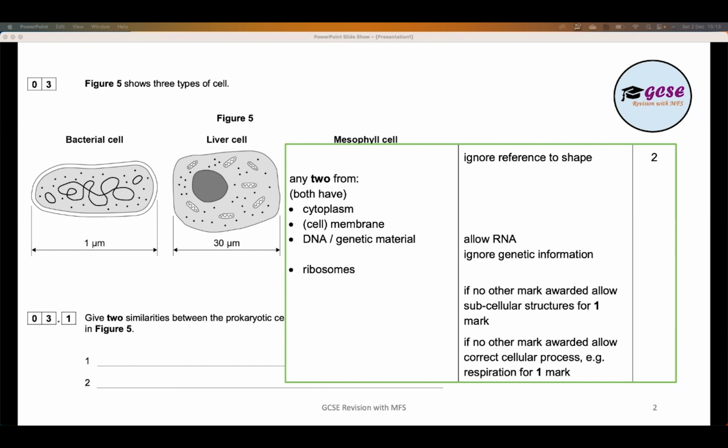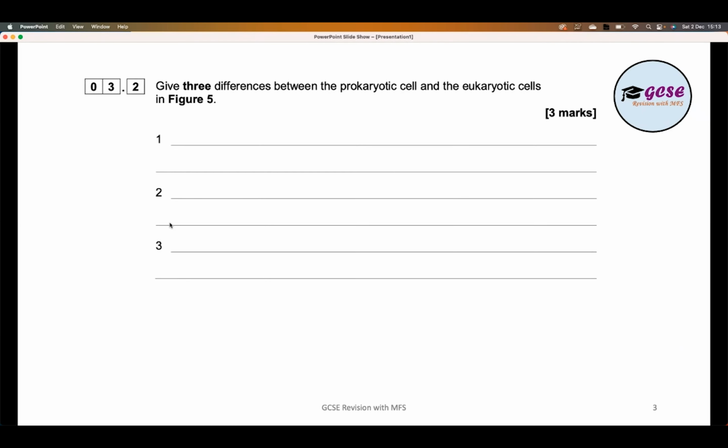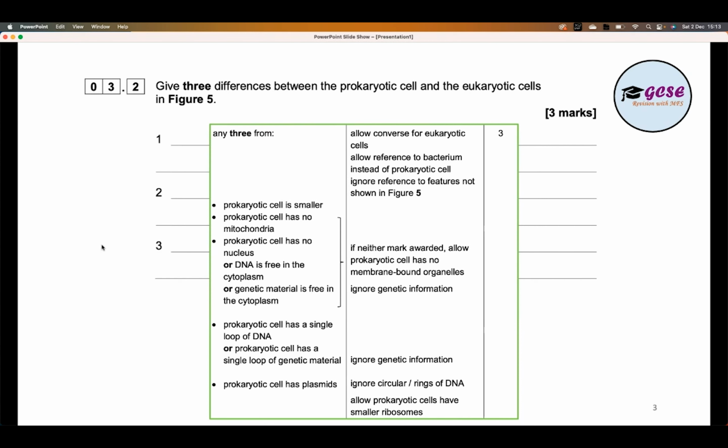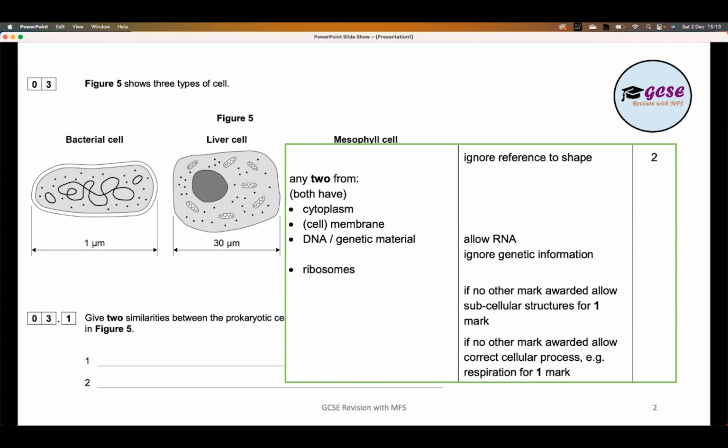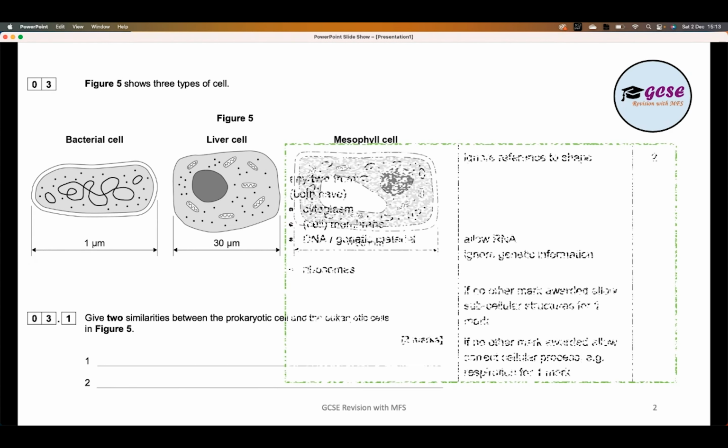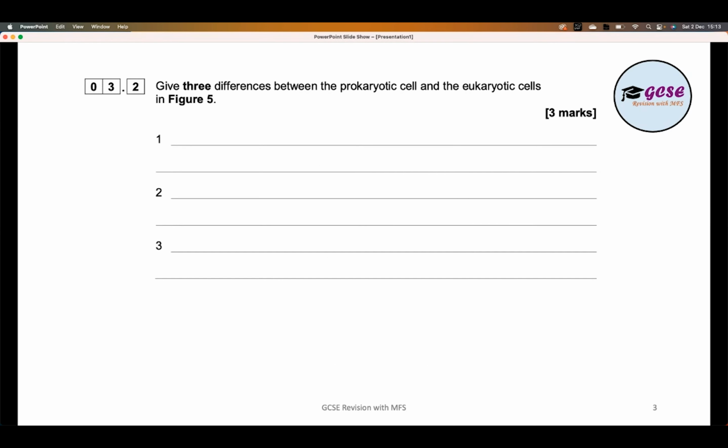Okay, we have another quick recap question over here. Before we move on to microscopy, give 3 differences between the prokaryotic cell and the eukaryotic cells in figure 5. So as we've just seen, we've just looked at the similarities. Now you need to look at the differences between the prokaryotic and eukaryotic cells. Now you just need to state the differences. Okay, so in the Q&A, have a go at it, just 30 seconds. We know the similarities, so what are the differences?